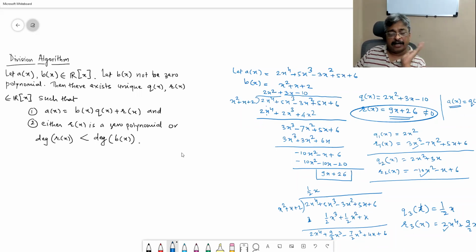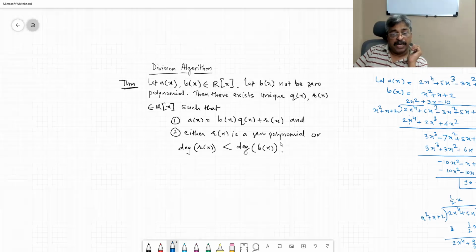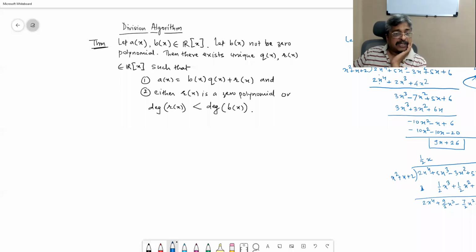You collect all remainder polynomials and start comparing their degrees, and eventually you will find out one polynomial whose degree is less than b or equal to zero polynomial. That is what is going to be our remainder polynomial, and therefore these two statements are going to be true. So now follow me as far as the proof is concerned. Proof. I have 20 minutes and it is easy for me to write.